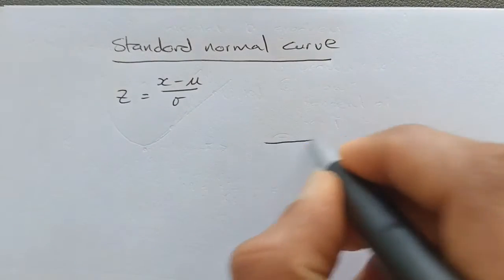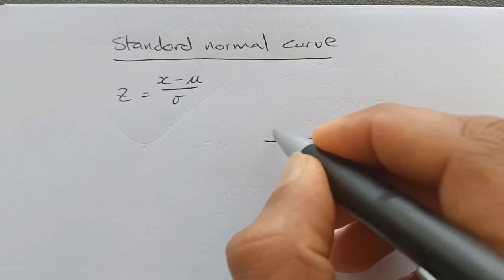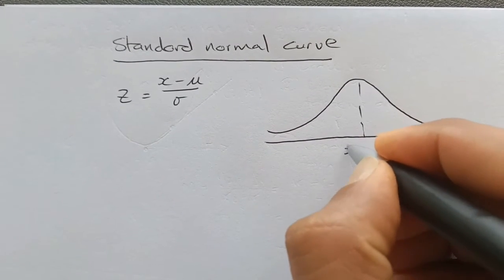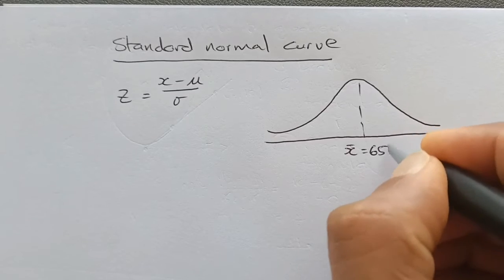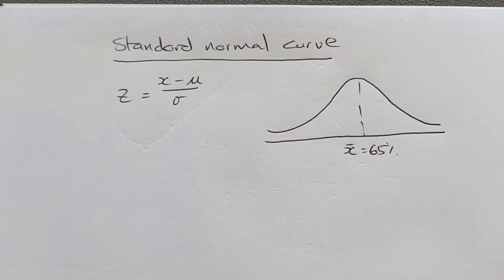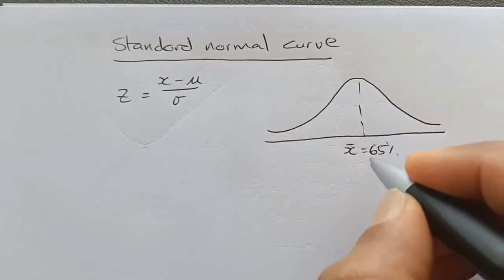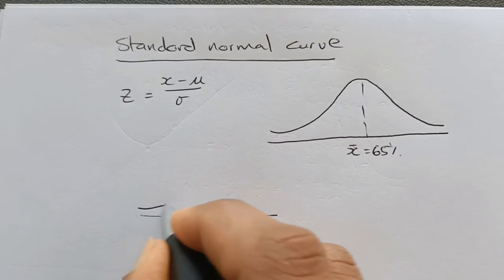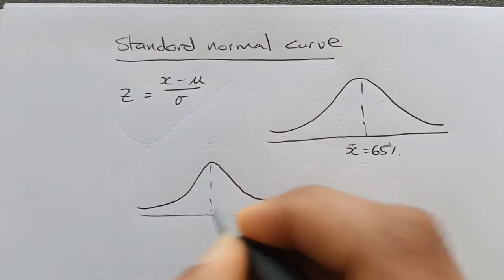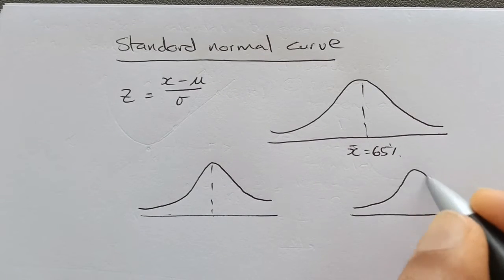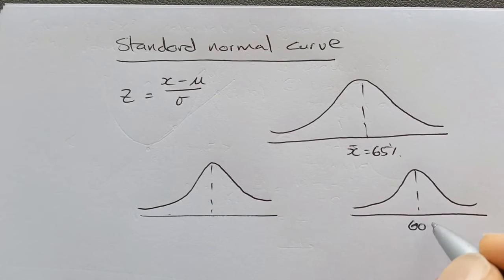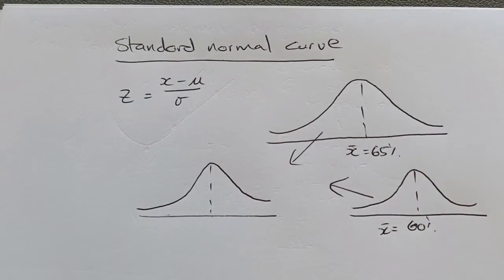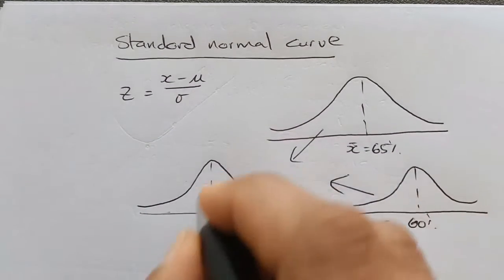and we're changing it into new values of z. So for example, if you have a normal curve with a mean of, let's say, from a classroom, 65% on average, students have got 65% on average. We're now standardizing this to a curve that we could use for any set of data. So let's say you got another class here, and this class got 60% on average.